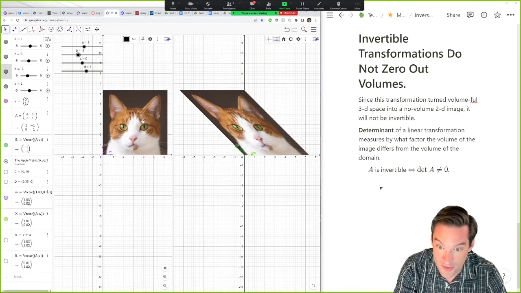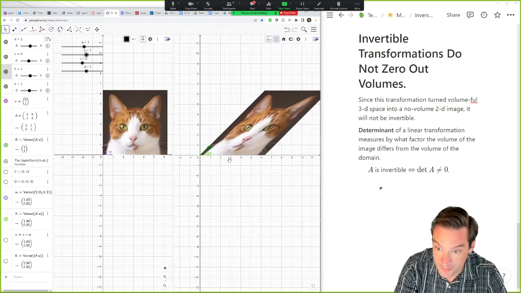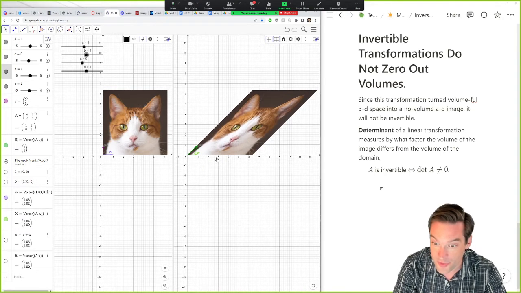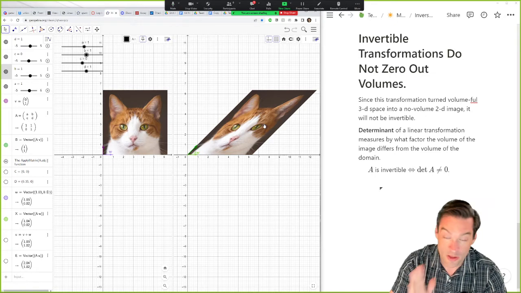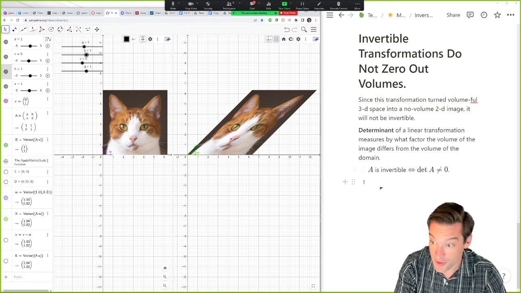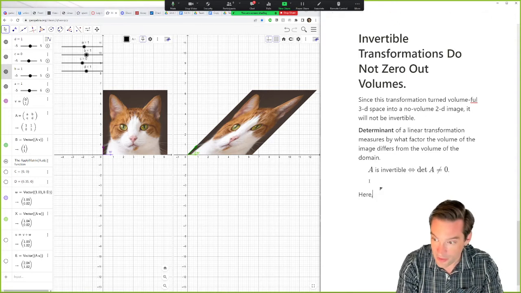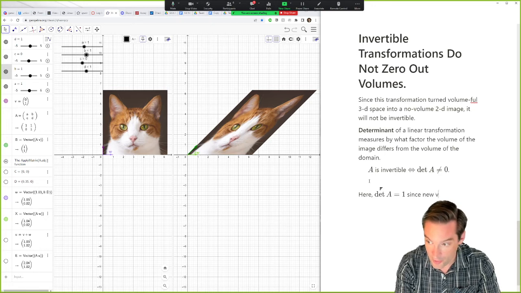And so here in this cat example, we started with this transformation that looks like this, 1, 1, 0, 1. And all that this transformation was doing was taking this square picture of a cat, and sort of shoving it over, shearing it is what we call it, in the positive x direction. And actually the area of the new cat picture is equal to the area of the old cat picture. And so in this example, the determinant of A is equal to 1, since the new volume, the new area, is equal to 1 times the old volume.